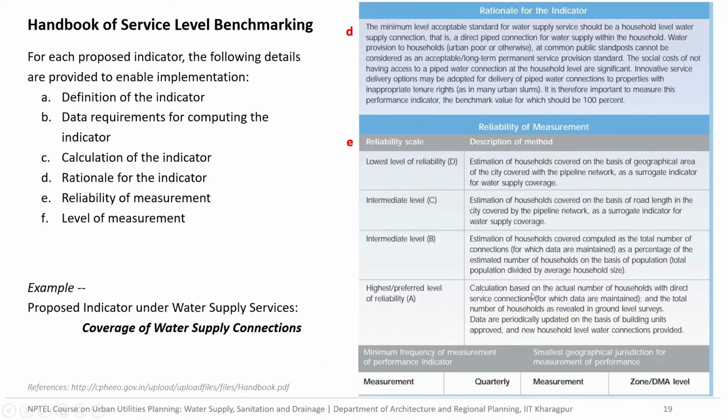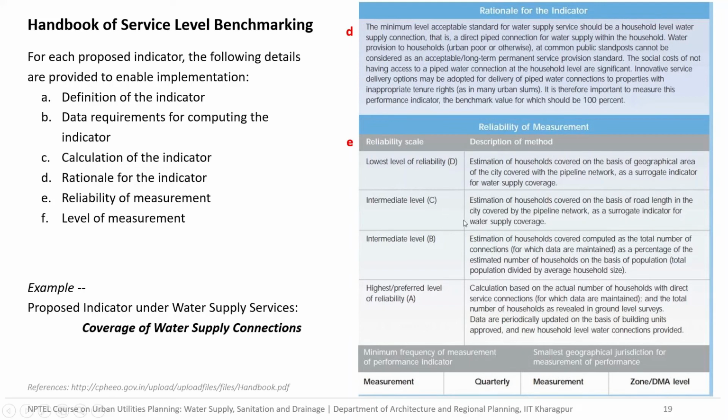So what we do is we can calculate the total number of households on the basis of population. For most Indian cities, the number is taken to be 5 for average household size. However, depending on the size of the city, it could be 4.5 or 5.5. It depends on the city under consideration or the service area under consideration.